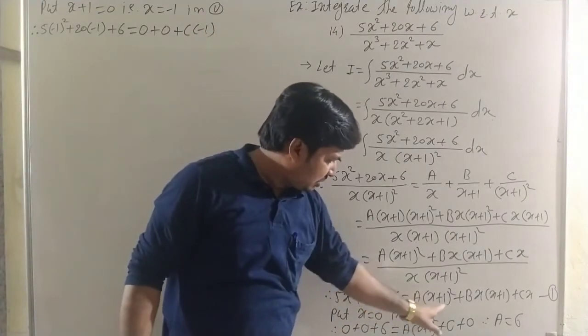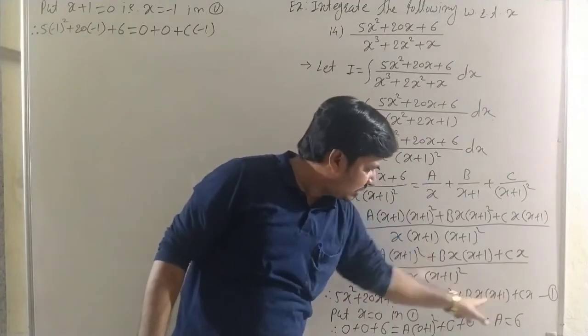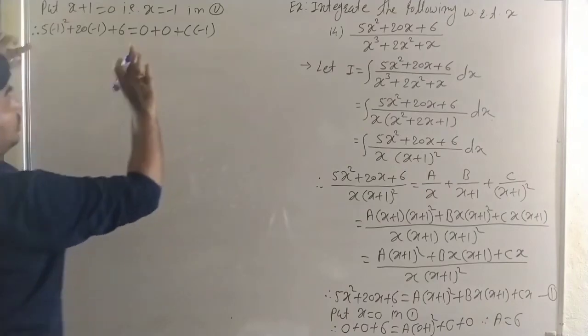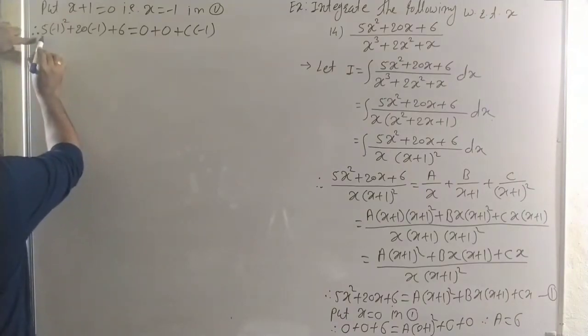X plus 1 equal to 0, that means the second term is 0. We get the value of c. Now, here it is x equal to minus 1. Now take the calculation. See carefully. Here it is minus 1 squared, that means it is 5.